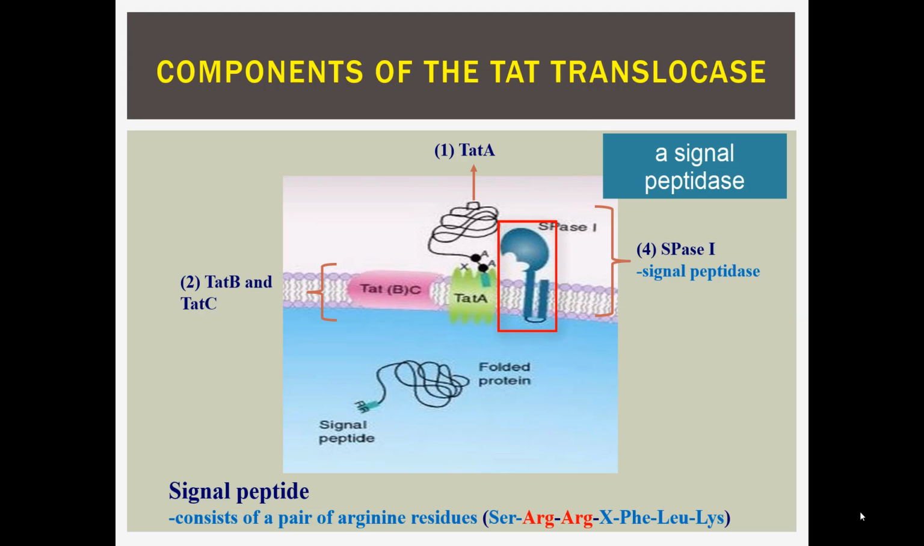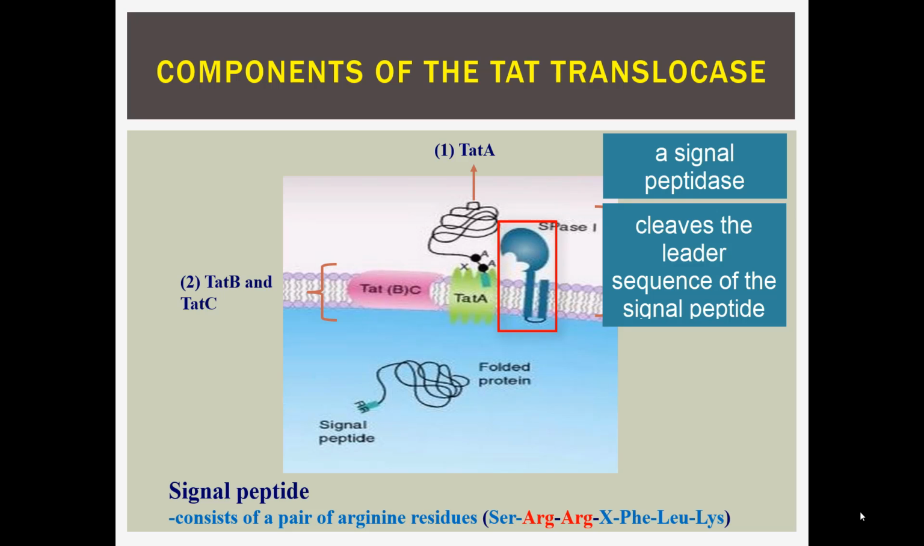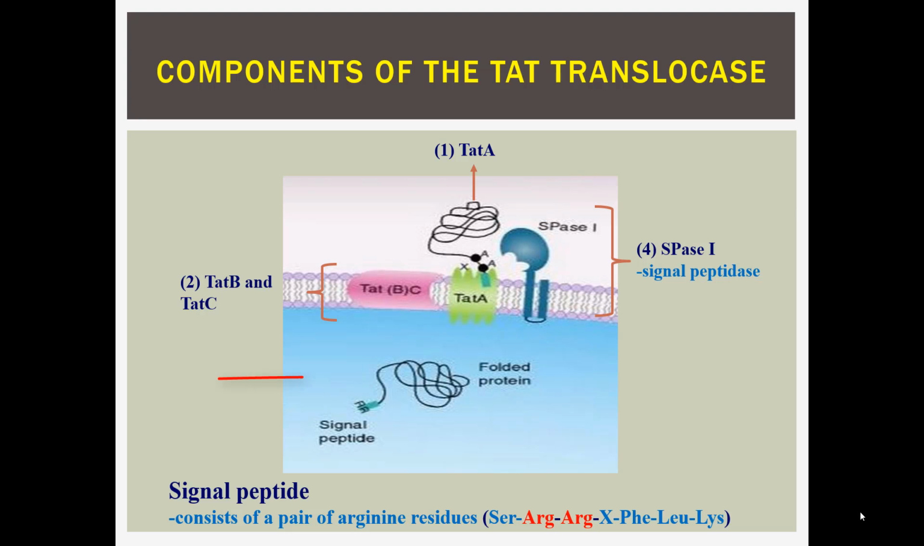SPase I is a signal peptidase. It cleaves the leader sequence of the signal peptide. Now, the signal peptide consists of a pair of arginine residues: serine, arginine, arginine, X, phenylalanine, leucine, lysine. The energy for translocation is provided by the proton motive force. Now, the TAT system translocates folded proteins across biological membranes, and therefore it is believed that its physiological role is to extend the set of translocatable substrates to those that fold prior to translocation.